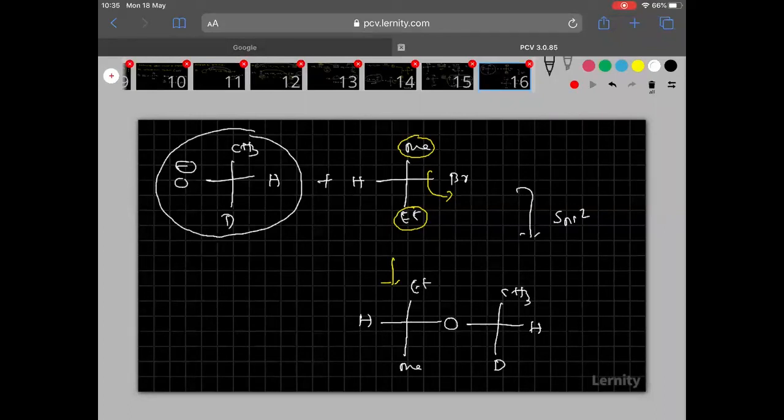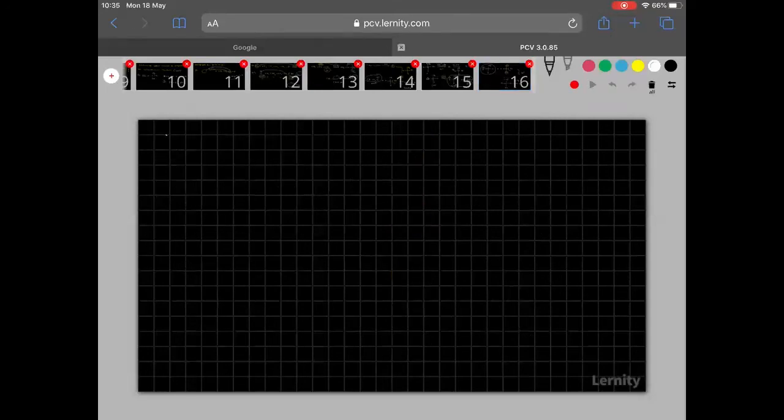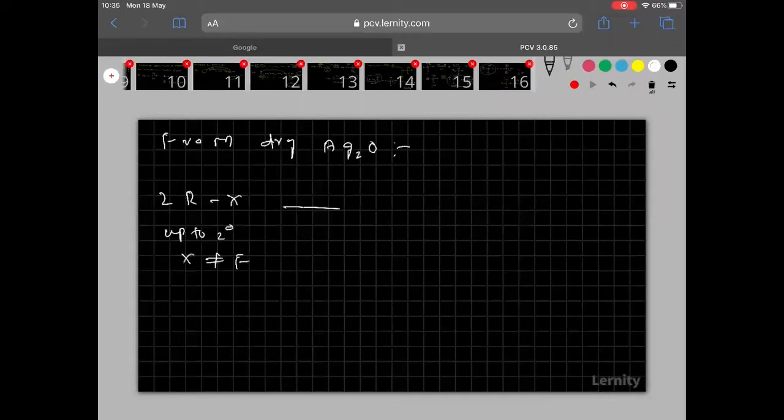Right, now coming to the next preparation method of ether, Williamson completed. So now next one, from dry silver oxide. See clearly here, 2 moles of RX, this one also up to 2 degree maximum, and X not equal to fluorine. So when you take the dry silver oxide, in this way I am writing Ag2O, this is the dry silver oxide. Oxygen carries 2 lone pairs. So what happens? Oxygen will give 1 lone pair to R, then X minus will depart out.